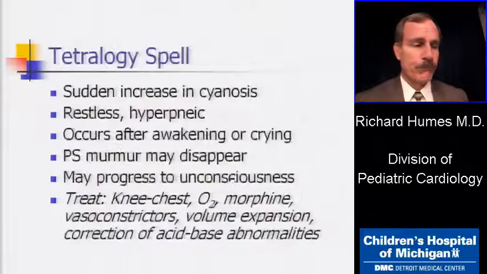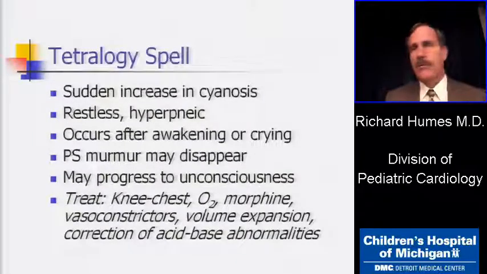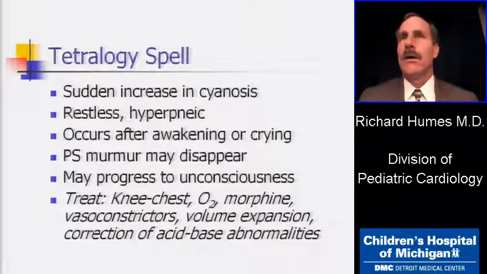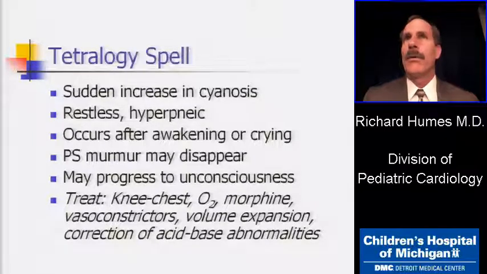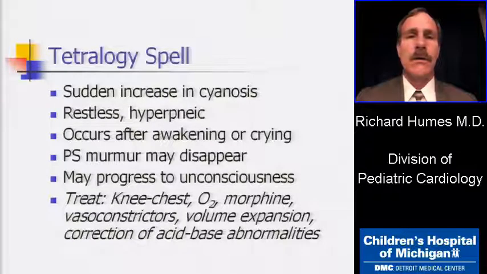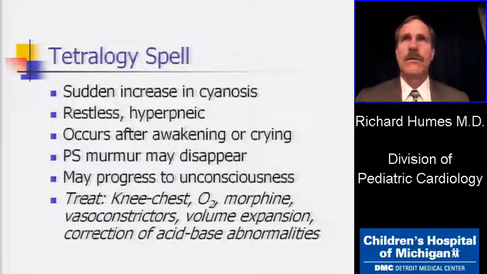So, speaking of tetralogy, it is the most common cyanotic form of congenital heart disease, and it's about the fourth most common defect that we see. So it's seen relatively frequently.